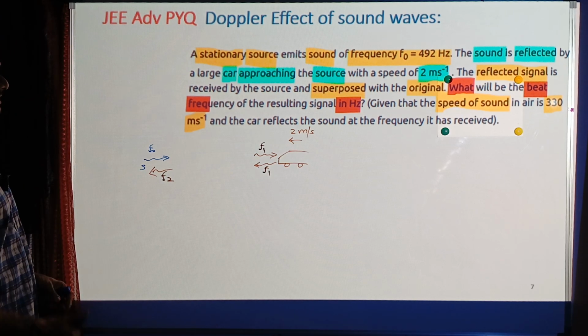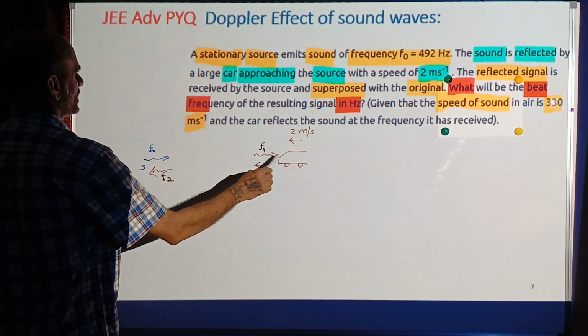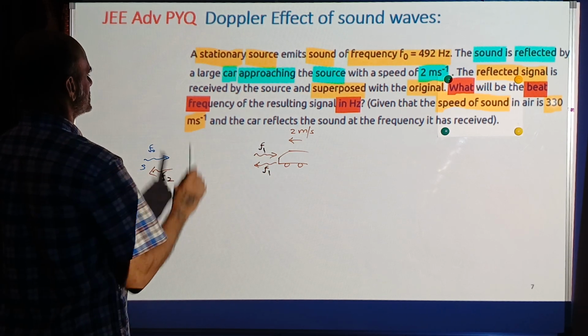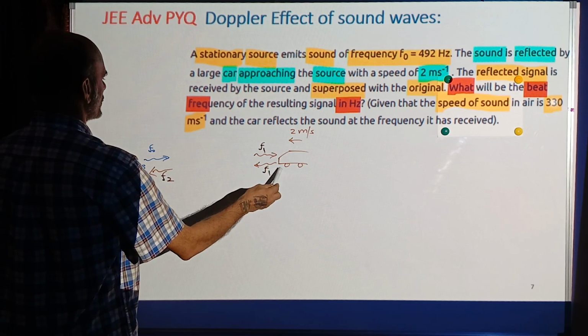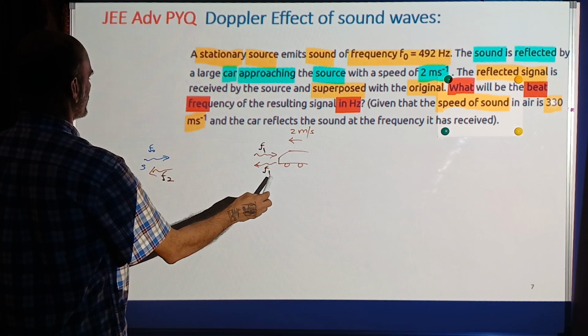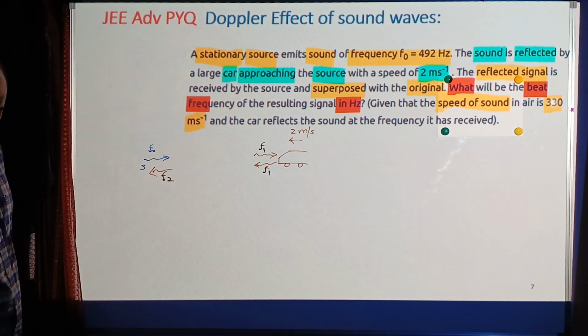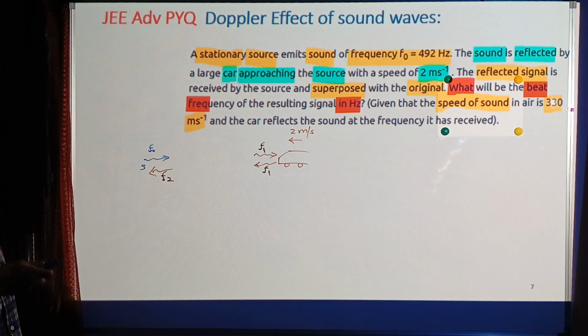Frequency will change either because of the observer moving or the source moving. That is the Doppler effect. In the first part of the sound wave travel, from the source to the observer, the observer is moving towards it, so the frequency will change. In the second part, the reflected sound moves from the car back here, and the source is the reflecting car. So the source is moving, and because of that the frequency will be different. F2 will be different from F1. And that relation is given by the Doppler formula.